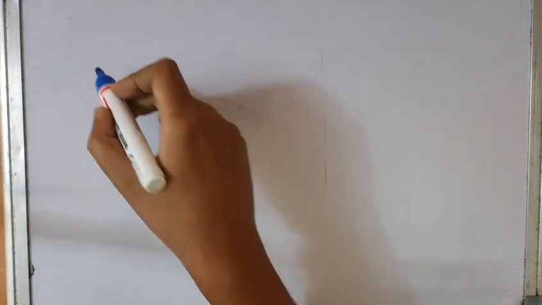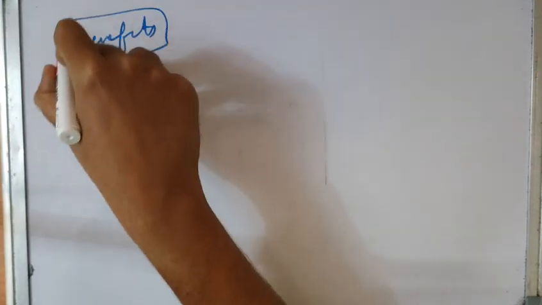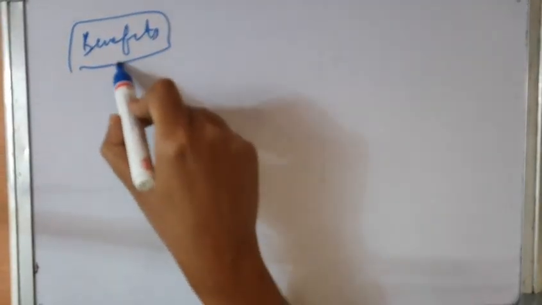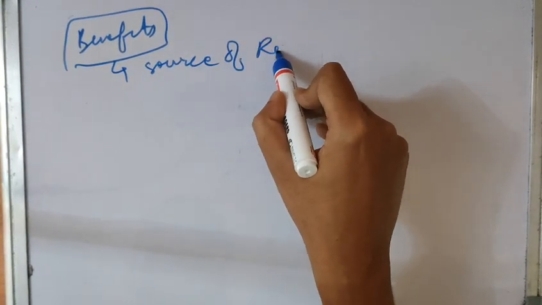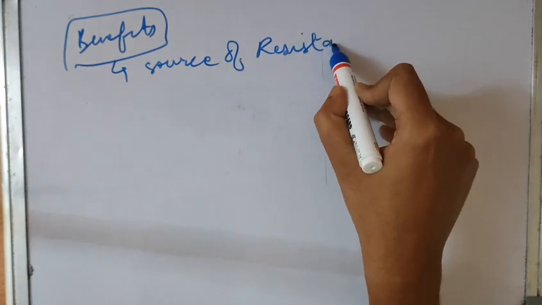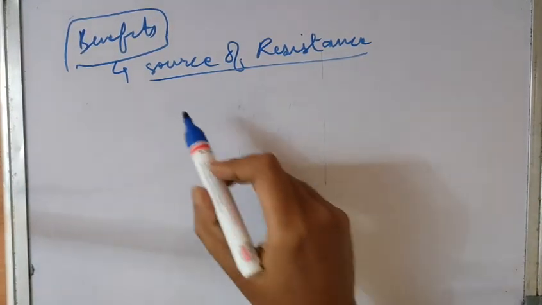Now these were weeds, their types, their examples. Now going on to benefits of weeds. Yes, weeds are beneficial also. They are a source of resistance. Some uneven climate, some disease and pests also, they are a source of resistance.